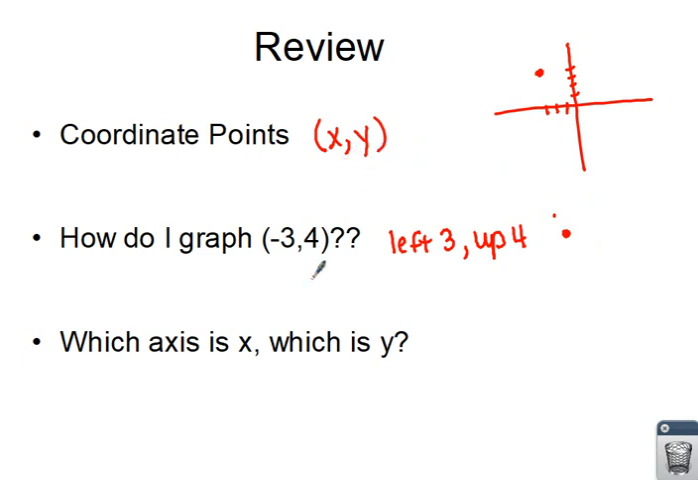Okay, need to remember that. X comes first and then Y every time. Which axis is X? This would be the horizontal axis. And then which is Y? That would be the vertical axis.